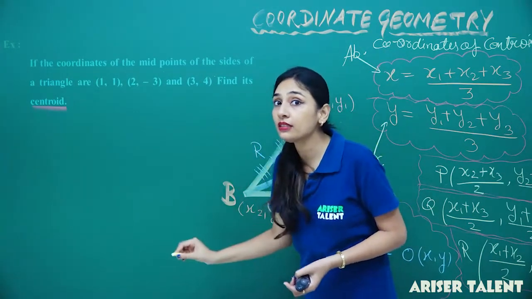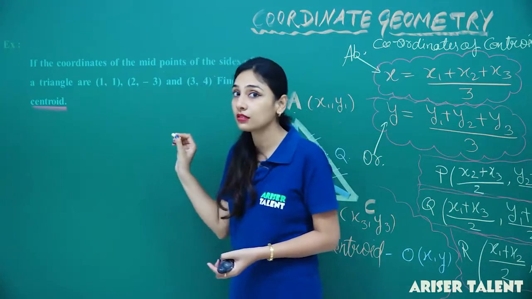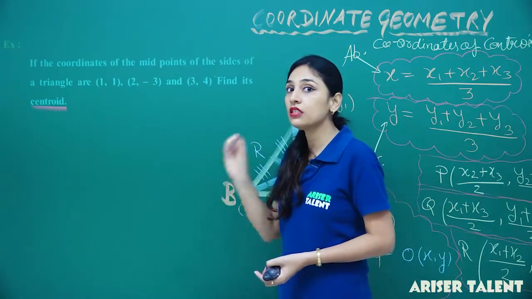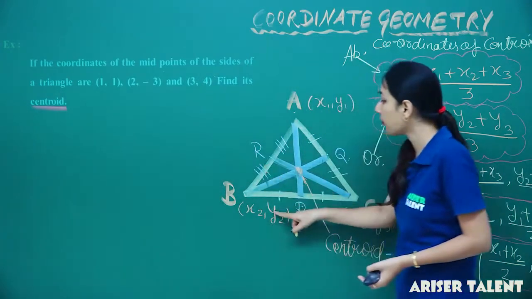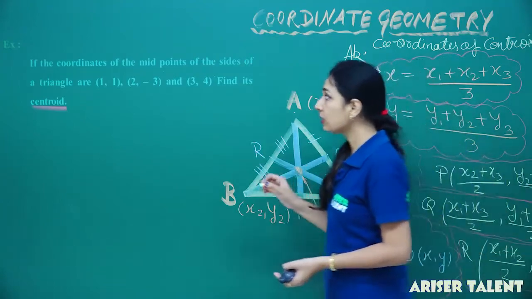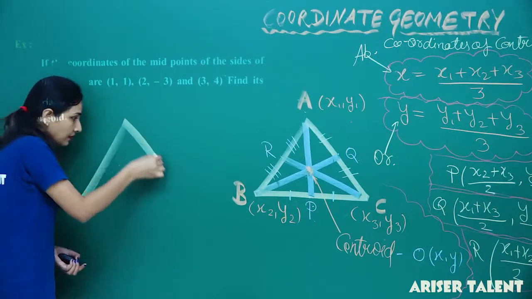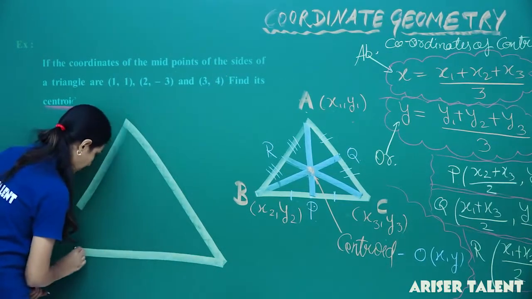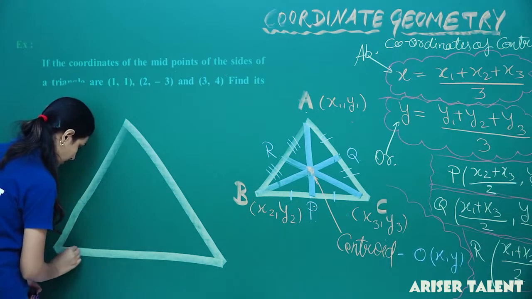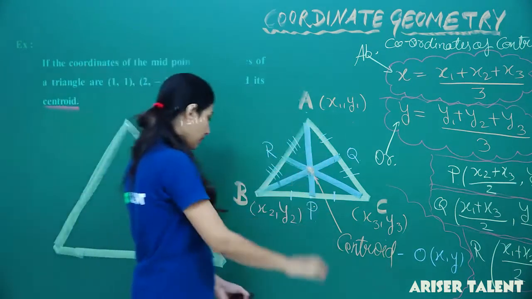It is not your answer. It's a very common mistake. These are not the vertices. These are the midpoints. You are provided with the midpoints here. Okay. So, if you go by the concept here, I'll be having this triangle. So, this triangle is here and I'll be rubbing all this.